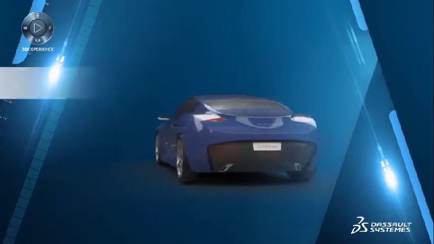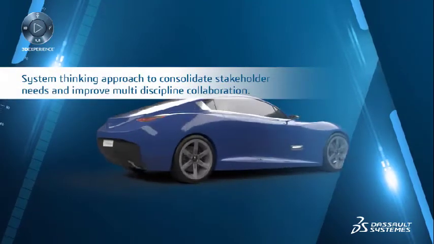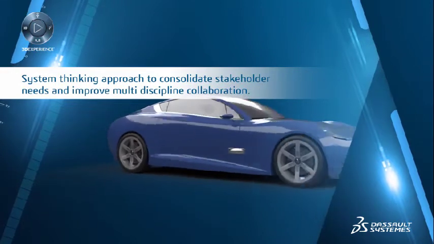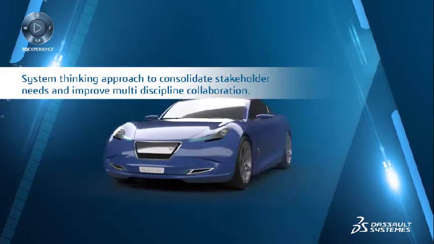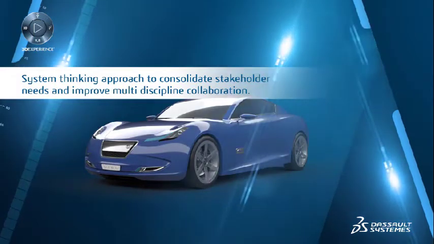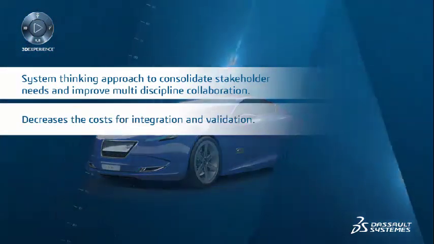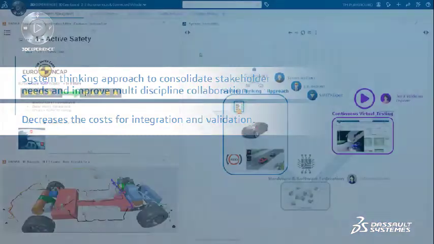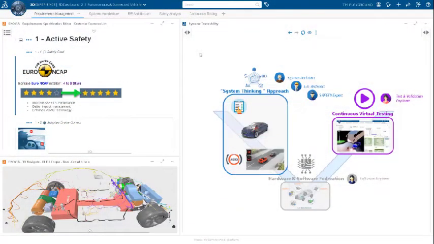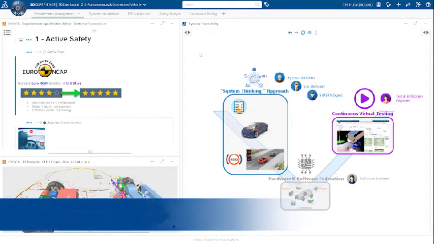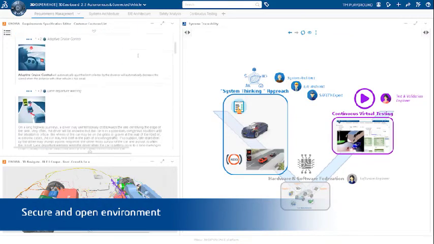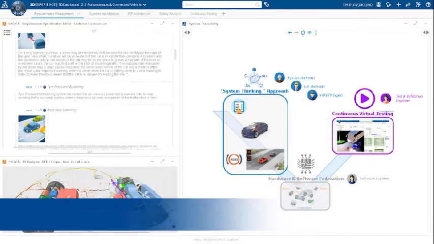The demonstration illustrates a system thinking approach to consolidate stakeholder needs and improve multidisciplinary collaboration. System thinking decreases the cost of integration and validation. You'll see an example of a braking system on an electric autonomous vehicle and will progress from initial requirements through simulation, testing, and verification. Using the secure and open 3D experience platform, which provides all stakeholders up-to-date and accurate information.